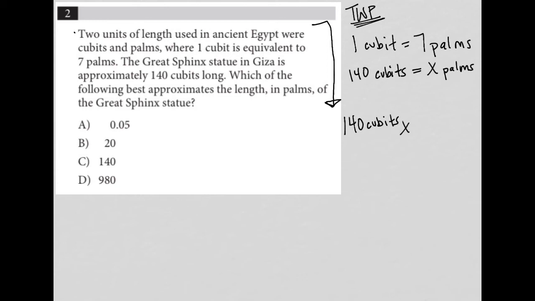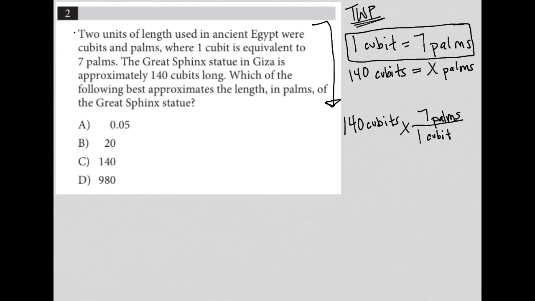And what we can do is multiply by the conversion factor here, okay? So our conversion factor tells us that every 1 cubit is 7 palms. Right, so hopefully you've seen this strategy before. You probably have used it with like converting feet into inches or ounces into gallons or something like that.